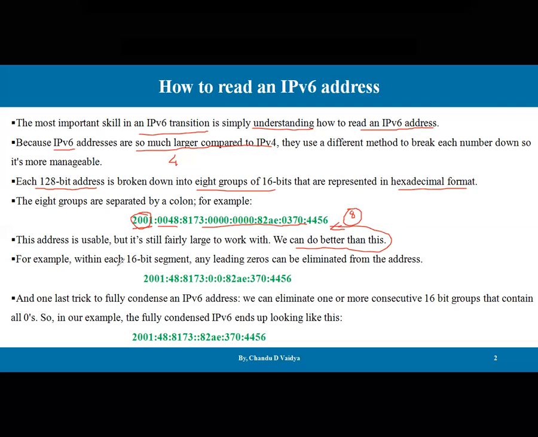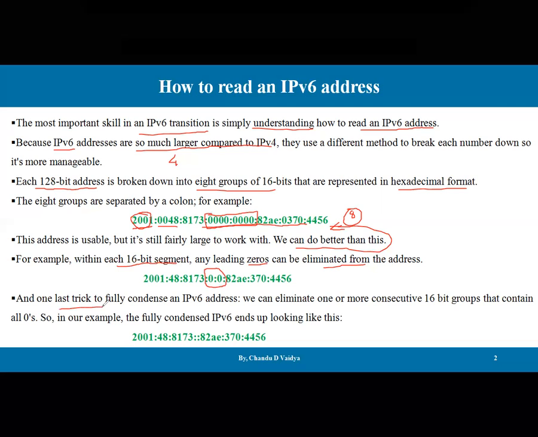For example, within each 16-bit segment, any leading zero can be eliminated from the address. What we discussed earlier, the zero compression method, where contiguous zeros are available, can be replaced by the colon also. Okay, so when consecutive groups of zeros are available, meaning the only value is zero, we can compress it with colon 0:0. So we have compressed it.